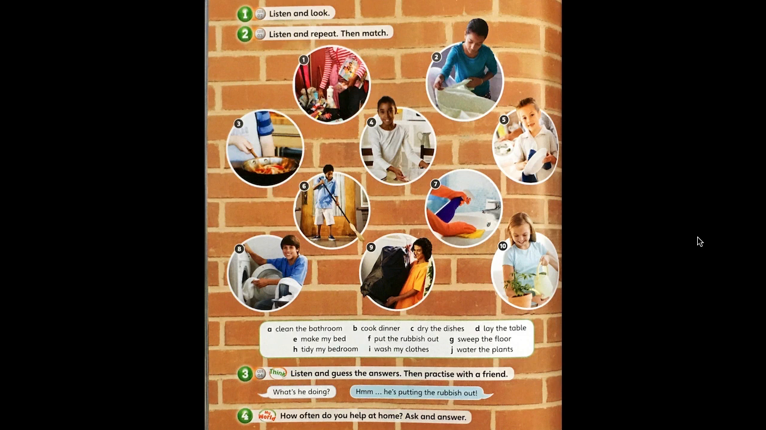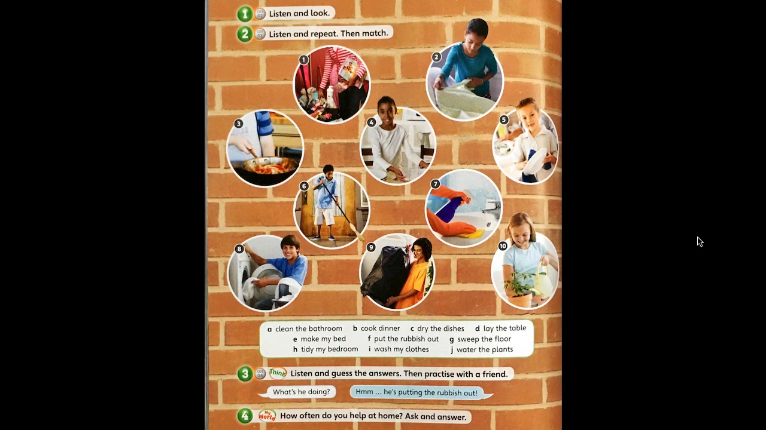Teacher says, "These children are helping at home. Do you help at home? What do you do, Carla?" Carla says, "Well, I tidy my bedroom and I make my bed." Teacher says, "Good." Emma says, "And I cook dinner." Teacher says, "Wow, how often do you cook dinner, Emma?" Emma says, "Sometimes my dad helps me and my brother lays the table." Teacher says, "That's good. What about you, Carla?" Carla says, "Well, I always dry the dishes and sometimes I sweep the floor."